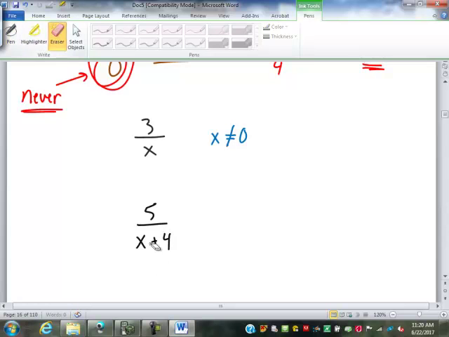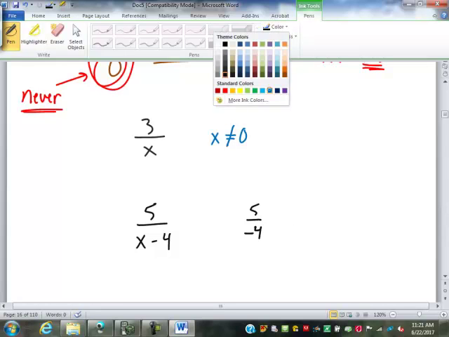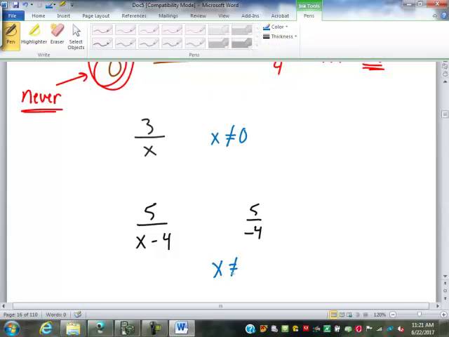Actually, I'm going to make this even simpler on us. 5/(x minus 4). Are there any values that x cannot be? Well, if x were 0, what's 0 minus 4? -4. Is 5/-4 okay? Yeah, it's a negative 1.25. What can x not be? X can't be 4. Because 4 minus 4 would be 0. So there are some things that we got to be careful of that x cannot be.